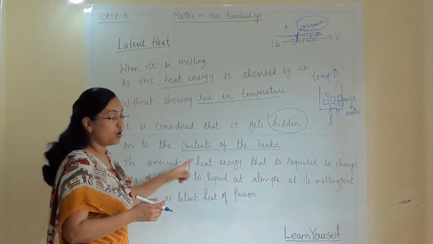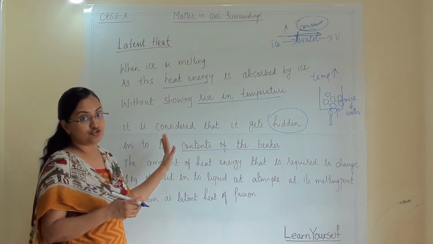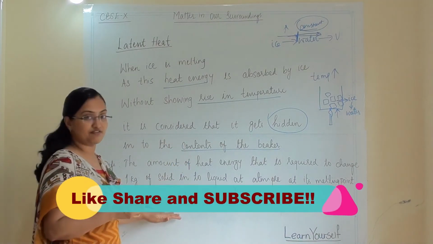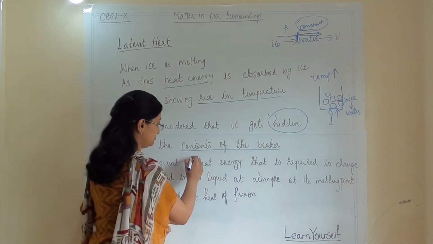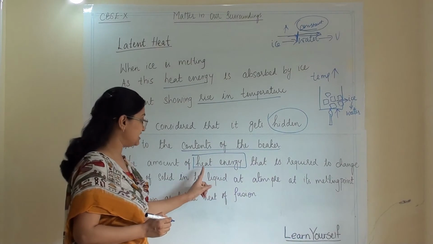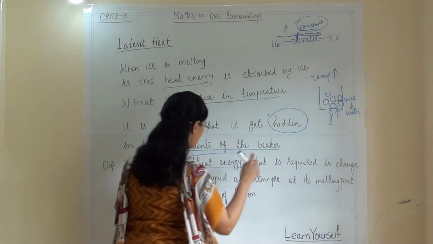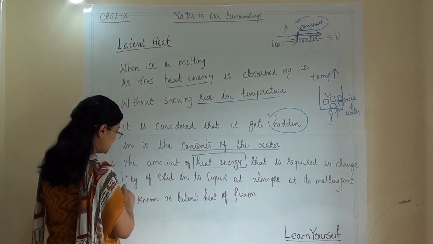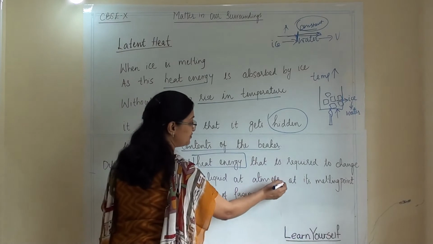So this is all about the discussion of latent heat of fusion. Now we will see its definition. The amount of heat energy, the energy we are talking about, that is heat. The amount of heat energy that is required to change 1 kg of solid into liquid at atmospheric pressure.